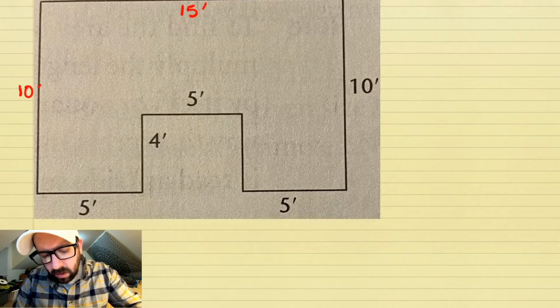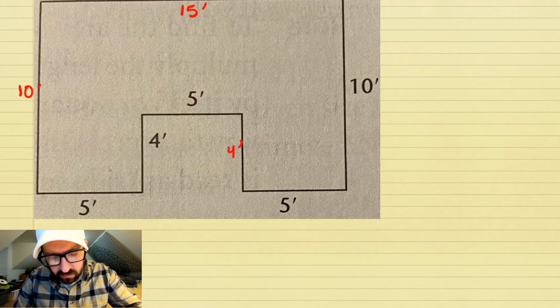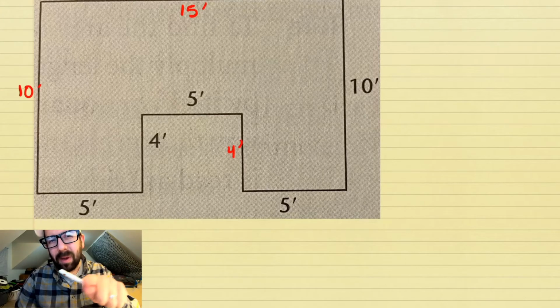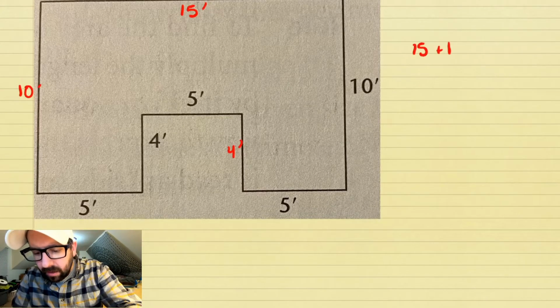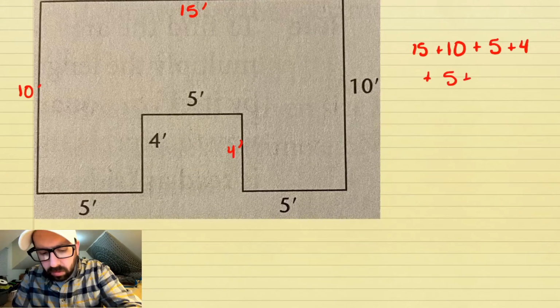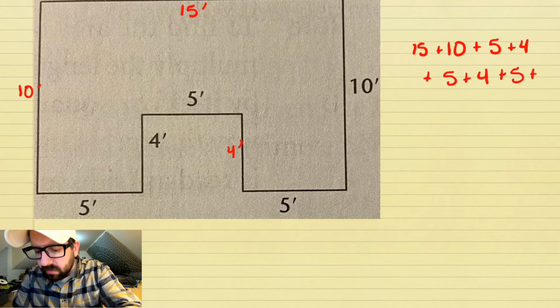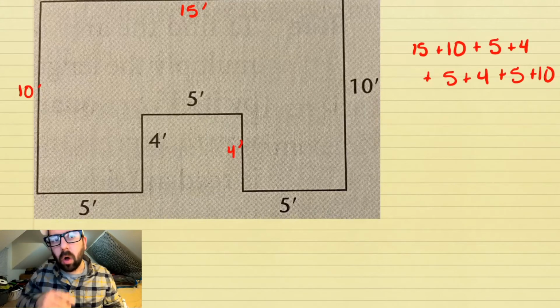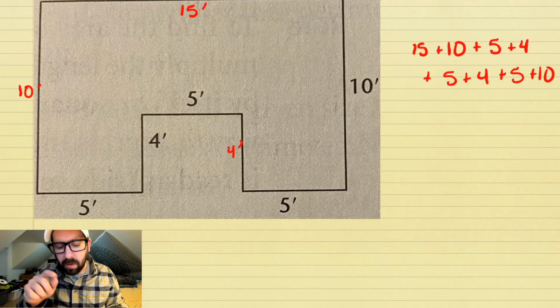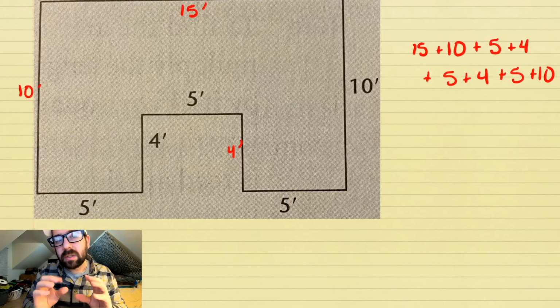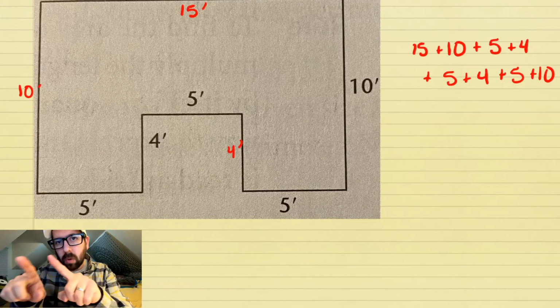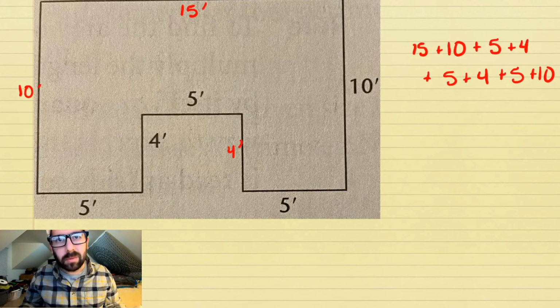And if I keep going around, I have the 10, the 5, and then this going up is 4 feet again, and then across is 5, down is 4. I'm just using the numbers as I go around clockwise around this figure to get all my numbers in place so that I can visually add them together. So I'm going to be adding 15 plus 10 plus 5 plus 4 plus the 5 plus the 4 plus the 5 plus the 10. Kind of going all the way around the figure and adding up every single wall and not trying to forget one. Usually what I do is I start at the top and just go clockwise all the way around until I have all the numbers added up.